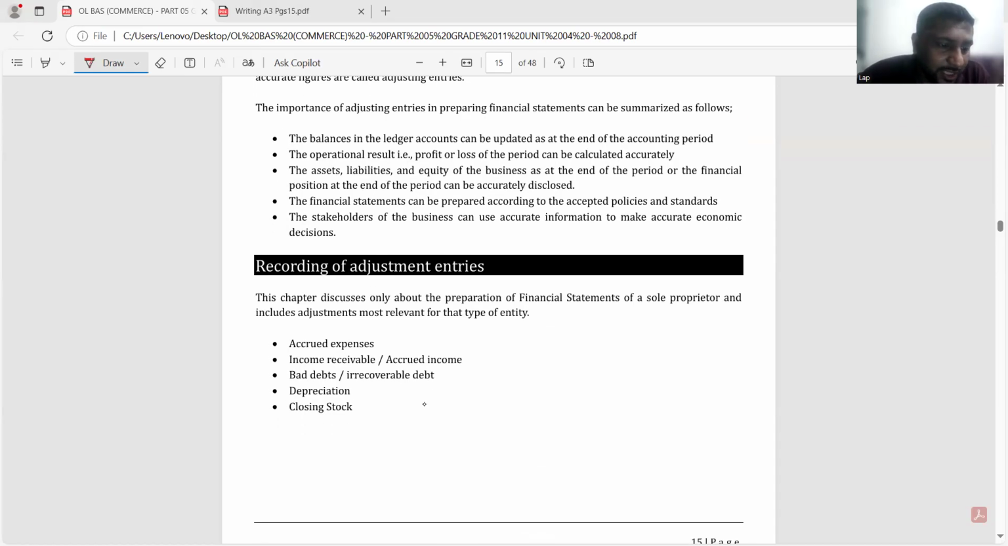One is the accrued expense. Other one is the accrued income. Other one is the bad debt. Other one is the depreciation. Other one is the closing stock. So these are the adjustments that you have to study. Okay. So once we are done with studying each and every adjustment one by one, we can move to the preparation of the complete financial statements. Okay.